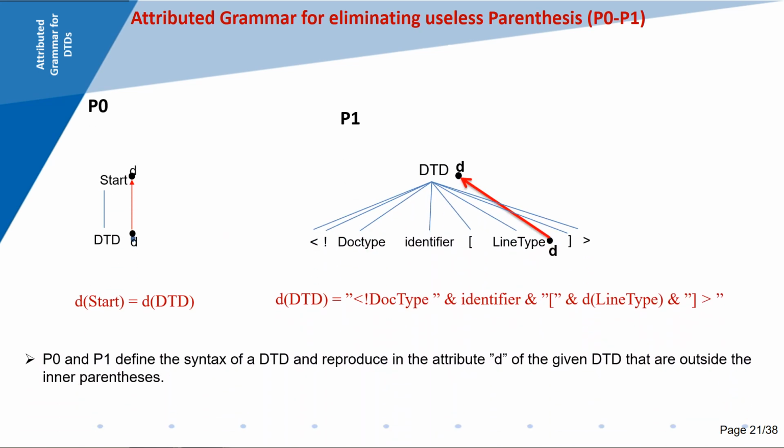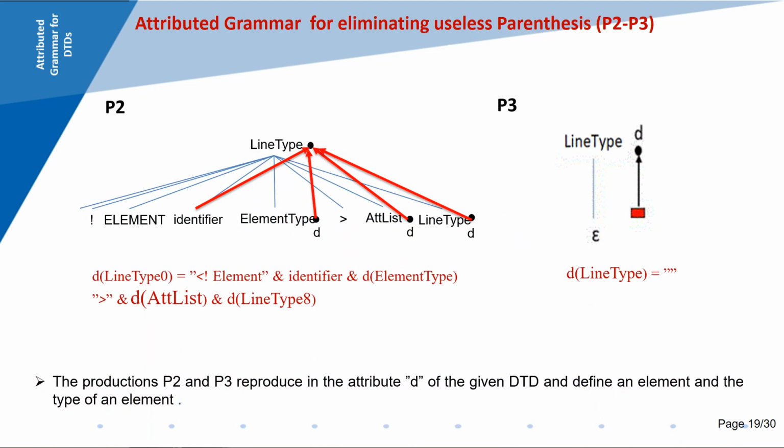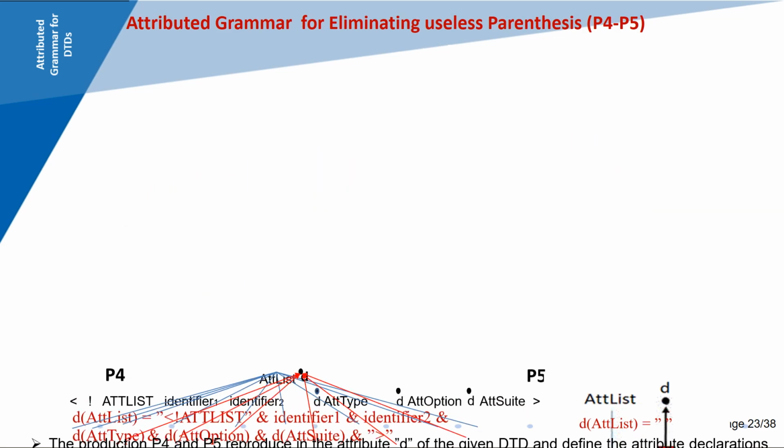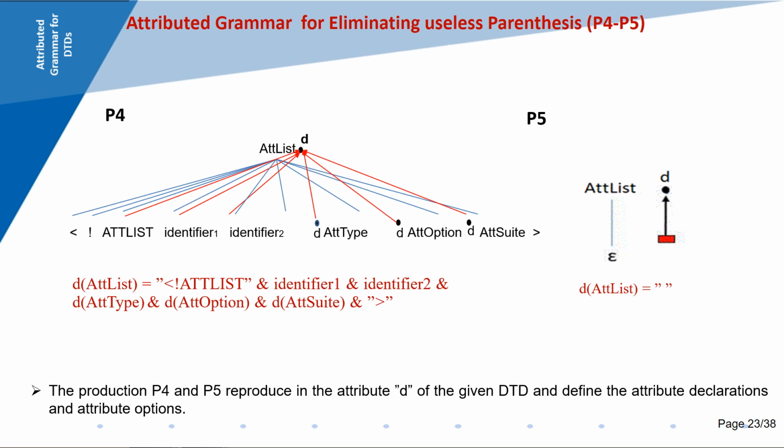Productions P0 and P1 define the syntax of a DTD and reproduce in the attribute T of the given DTD that are outside the inner parenthesis. The productions P2 and P3 reproduce in the attribute D of the given DTD and define an element and the type of an element. The productions P4 and P5 reproduce in the attribute D of the given DTD and define the attribute declarations and attribute options.